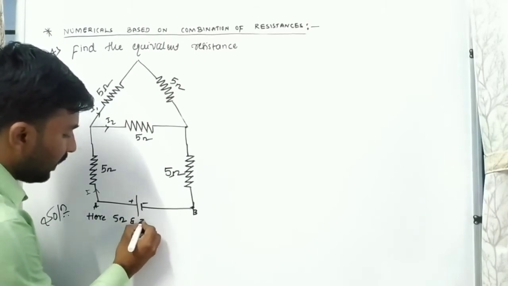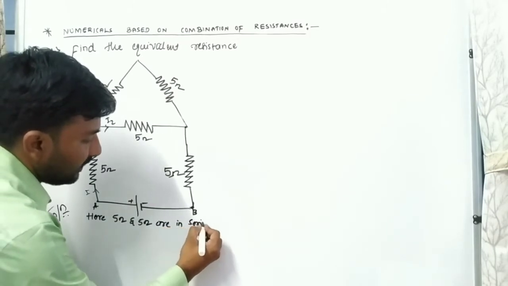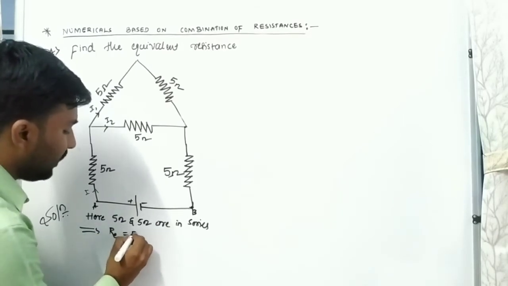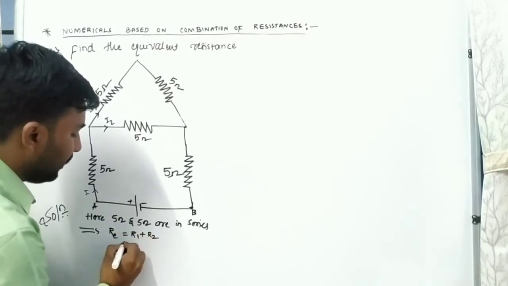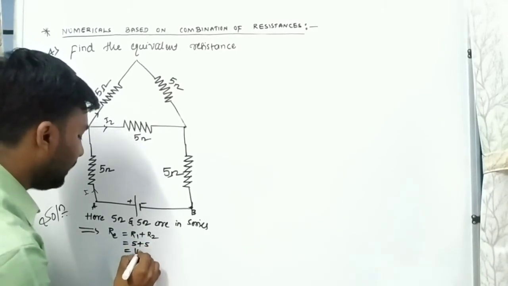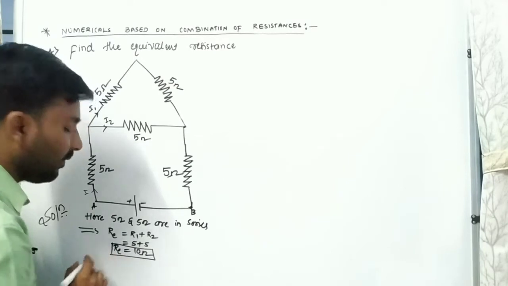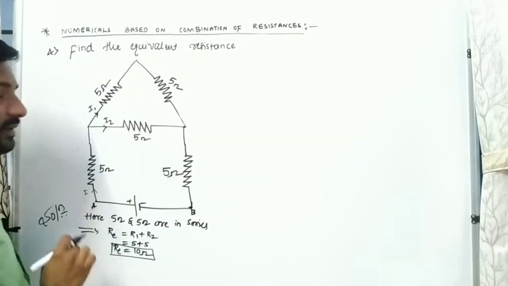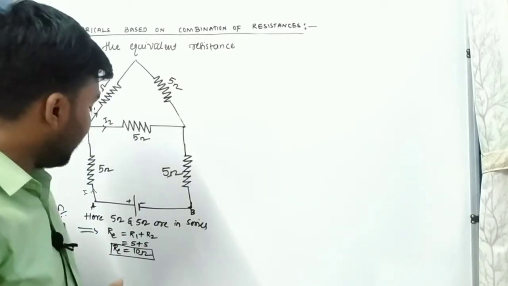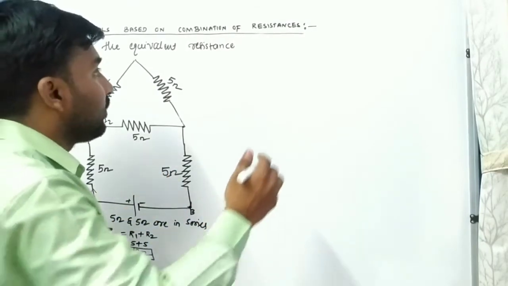Here 5 ohm and 5 ohm are in series. This implies that R equivalent is equal to R1 plus R2. This is equal to 5 plus 5 is equal to 10 ohm. We got the R equivalent for these 2 resistors as 10 ohm. Now after that we need to redraw the circuit. So let's redraw the circuit.